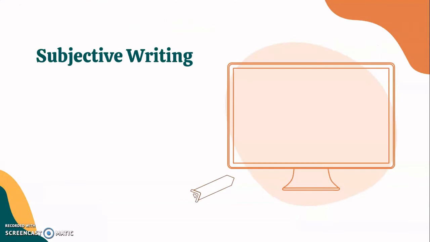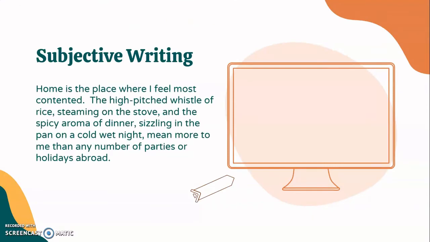So first, let us see a subjective writing example. Let me read this simple paragraph. Home is the place where I feel most contented. The high-pitched whistle of rice steaming on the stove and the spicy aroma of dinner sizzling in the pan on a cold, wet night mean more to me than any number of parties or holidays abroad. As you can see from this example, it's very subjective.